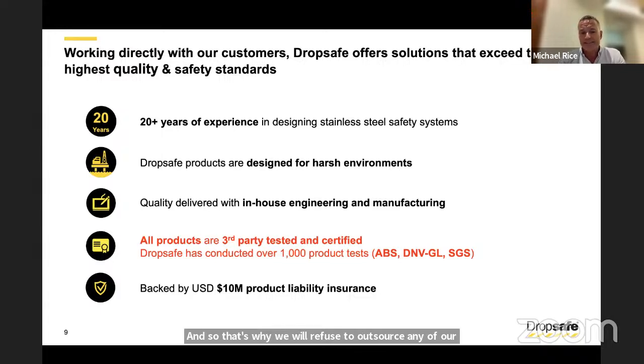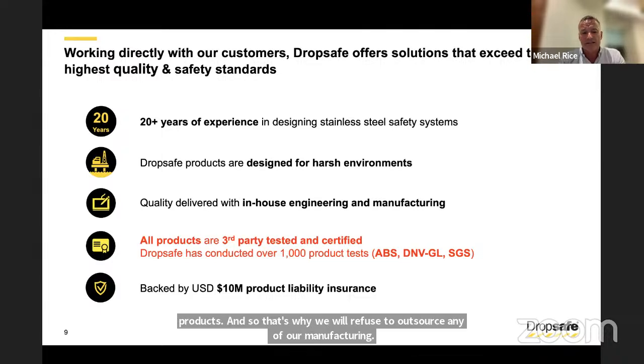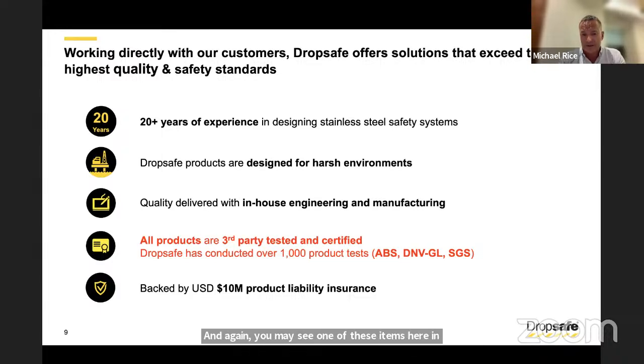And again, you may see one of these items here in red, but as you would expect from a safety company, all of our products are extensively tested, third-party and certified wherever possible. Sometimes some of the products we design, there aren't actually any standards in the market, and so we have to come up with the standards ourselves.